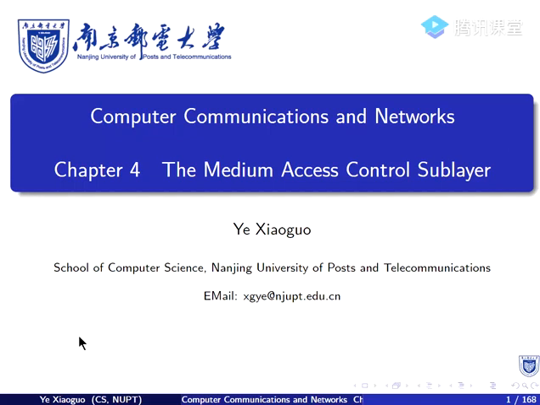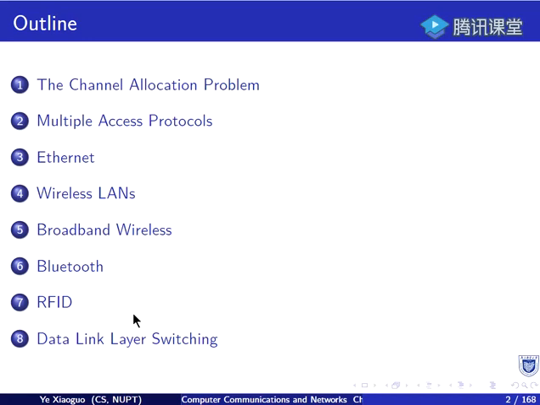Last time we learned the beginning of chapter 4 about the medium access control sublayer. It is a sublayer of the data link layer, especially for broadcast channels. We will study these points.